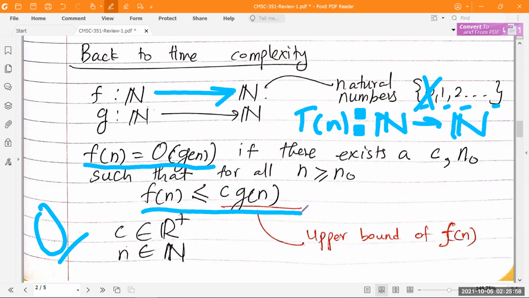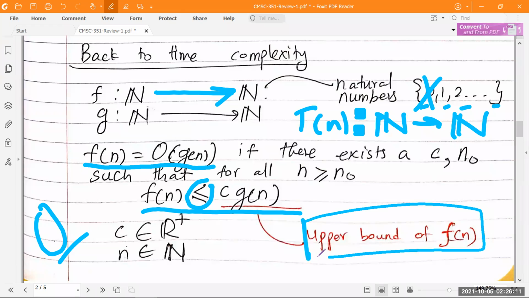which can also be said as an upper bound for Fn, because Cgn is always larger than or equal to Fn. Because of that, Cgn is an upper bound of Fn, and that's when you say Fn is big O Gn. So even though we have an equal sign, that's what we say. And C has to be a positive real number.